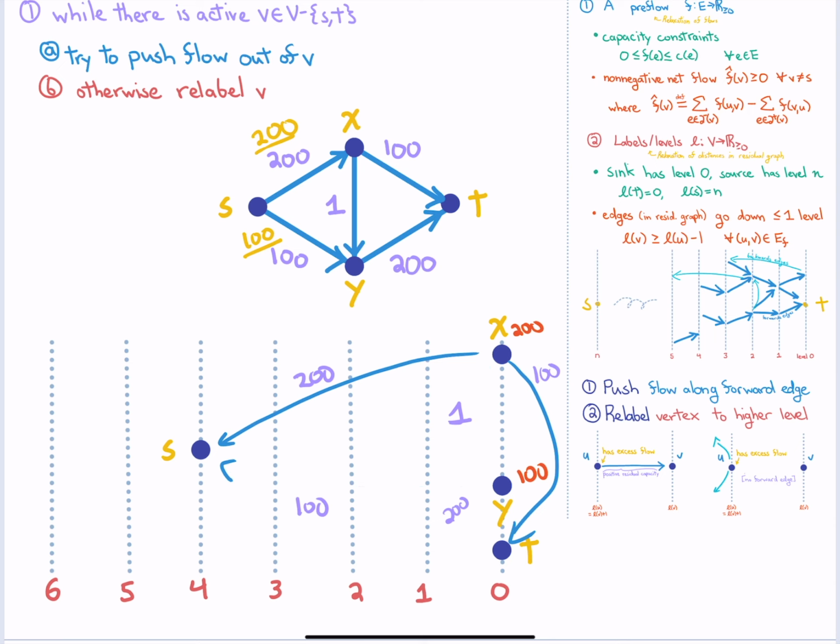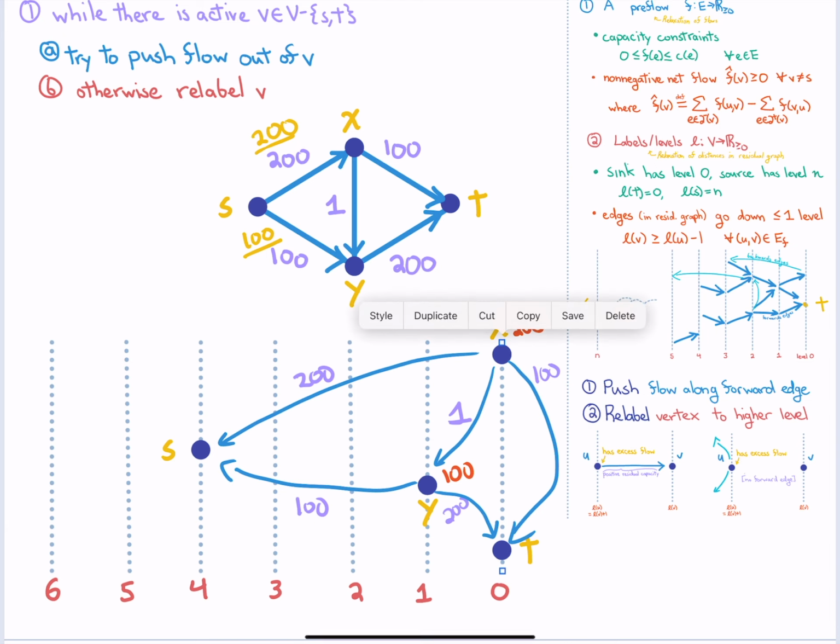Okay, let me redraw some stuff. So Y will get promoted up to here. And now you'll have an edge like that, an edge like that, and an edge like that, right? Okay. All right, so that would be like one iteration of the algorithm. You picked one active vertex and you tried to push, but you couldn't, so you had to relabel. Okay. All right, now pick another active vertex.